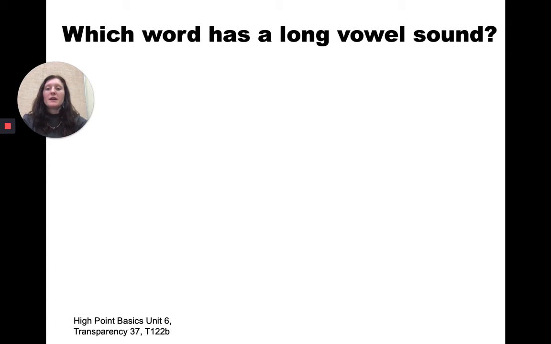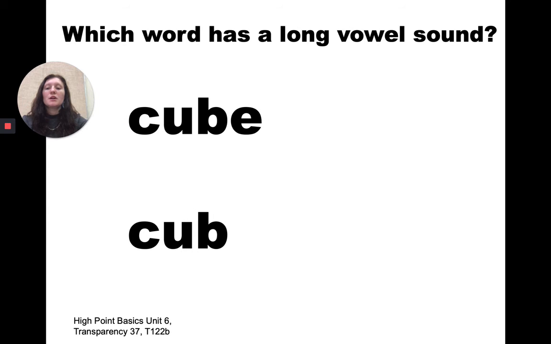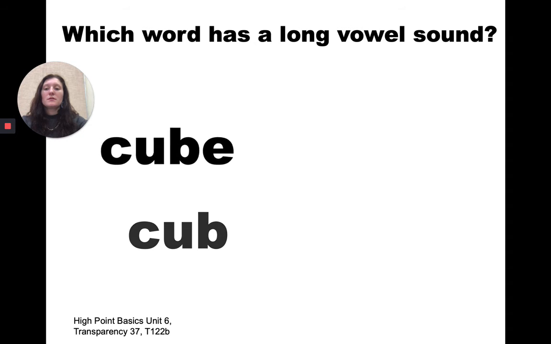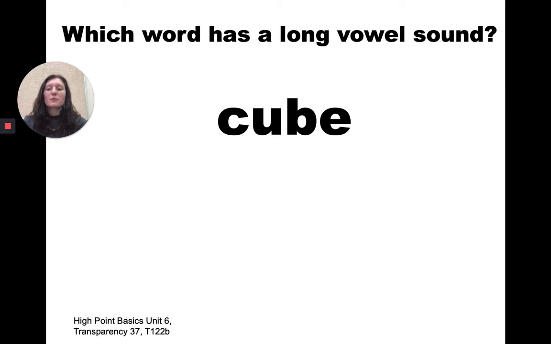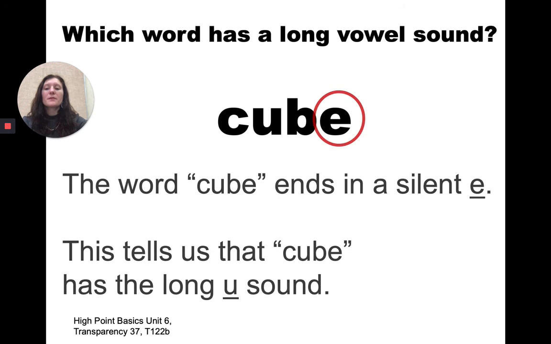All right, let's try another one. So again, which word has a long vowel sound? Cube or cub? So again, it's going to be the word cube. And just like in our last example, the word cube ends in a silent E. And so this time, this tells us that the word cube has the long U sound in it.